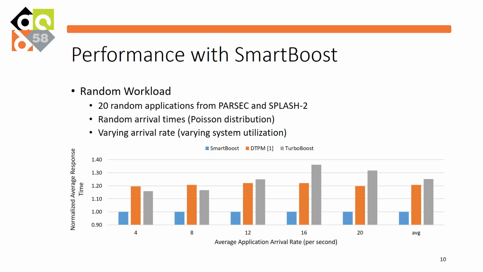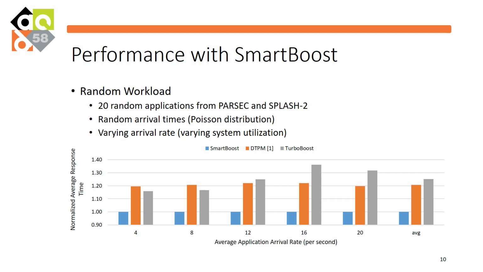First, we evaluate the performance of a mixed workload that consists of 20 randomly selected applications from Parsec and Splash. These applications arrive at random arrival times following a Poisson distribution. We vary the average arrival rate to study different system utilization values. We observe that for all arrival rates, SmartBoost achieves the lowest average response time, which means the highest performance. It improves the performance over DTPM by 21% on average and by 25% over Turbo Boost.